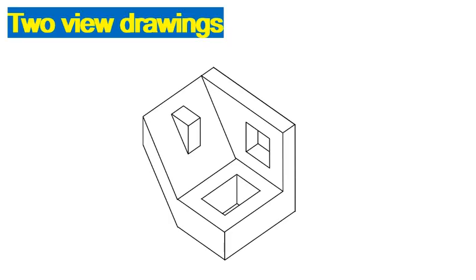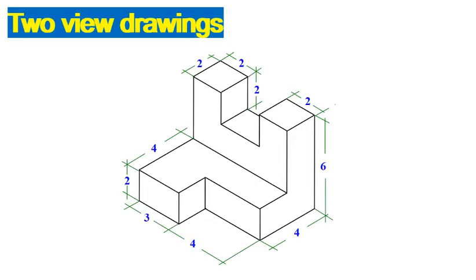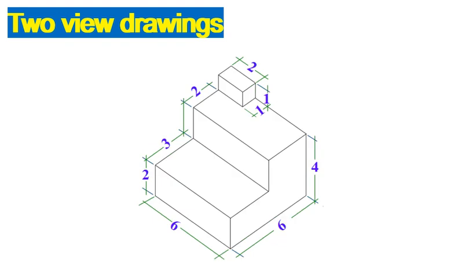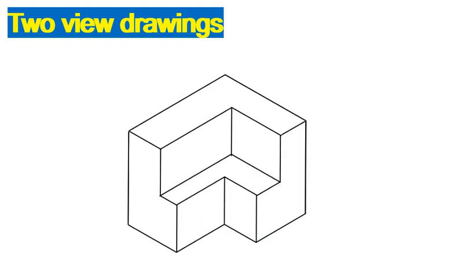So we've seen how one-view drawings are perfect for those simple, flat, or cylindrical parts. But what happens when your part is just a little more complex? That's where two-view drawings come in.